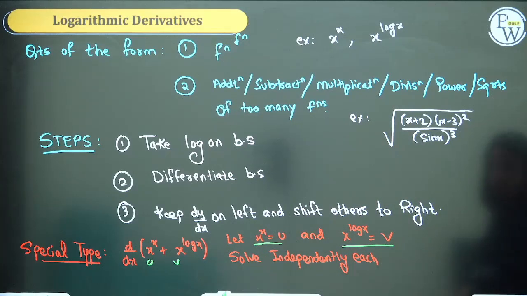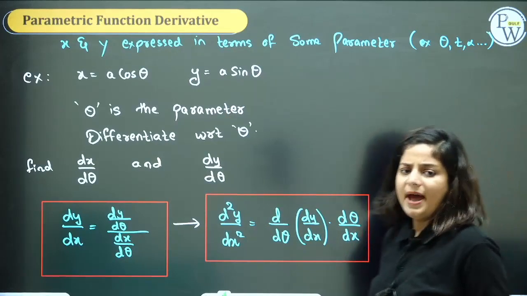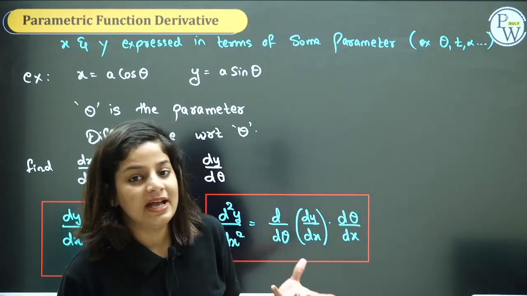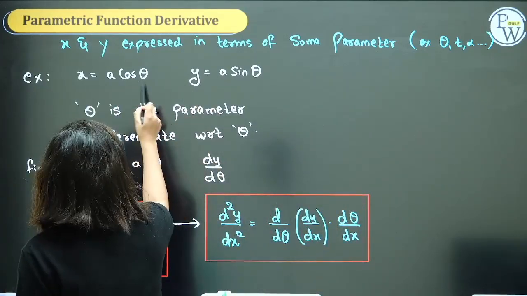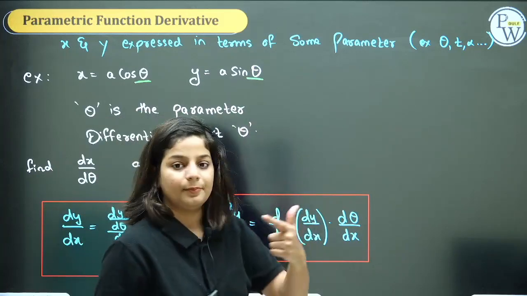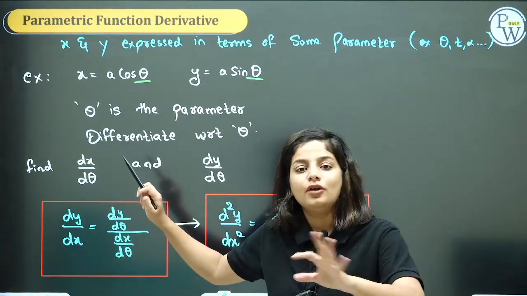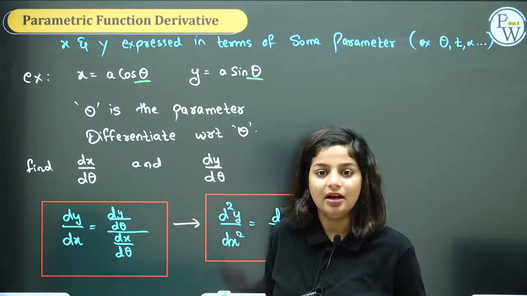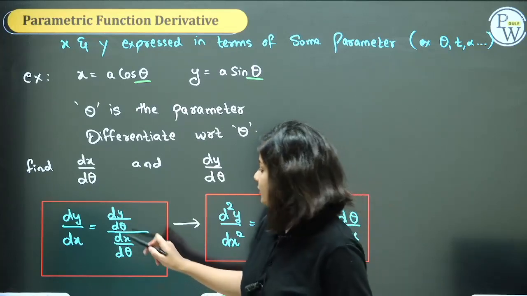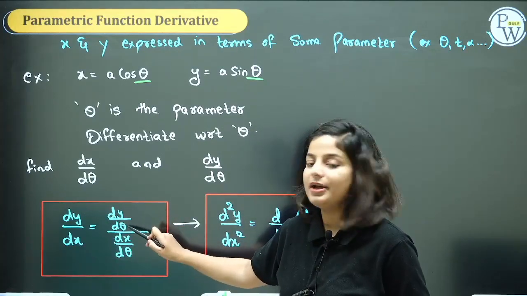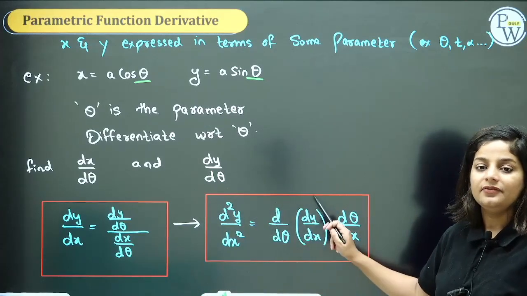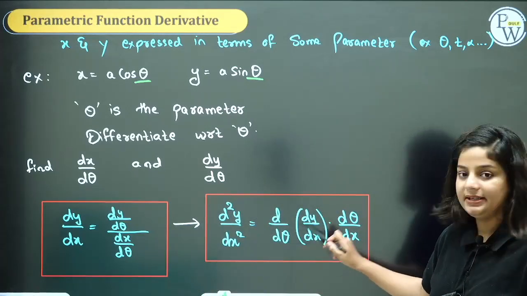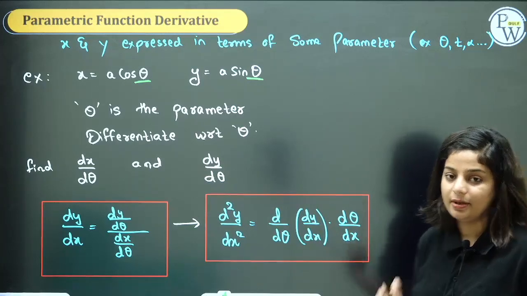You have such questions in your textbook. Parametric function: whenever a question has a parameter, some third variable comes in the picture. x and y you can see is expressed in terms of theta. So theta is the parameter, always differentiate with respect to theta, the parameter. And the formula is dy by dx is dy by d theta upon dx by d theta. If you are finding double derivative, d by d theta of dy by dx into d theta by dx.